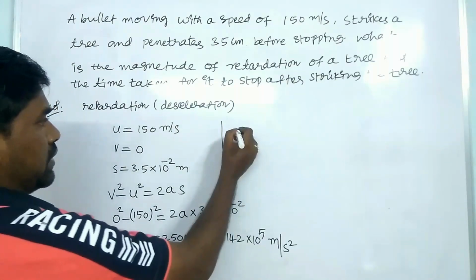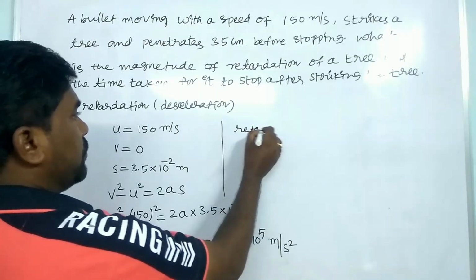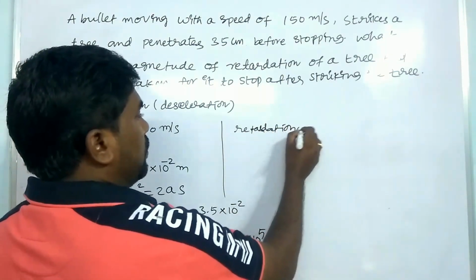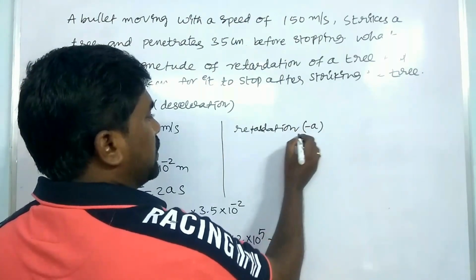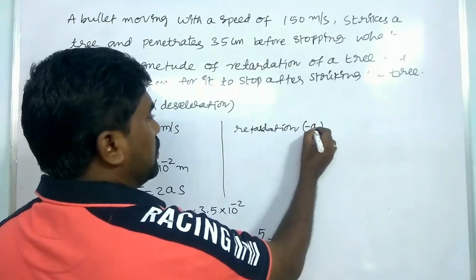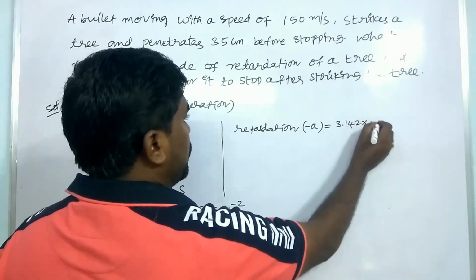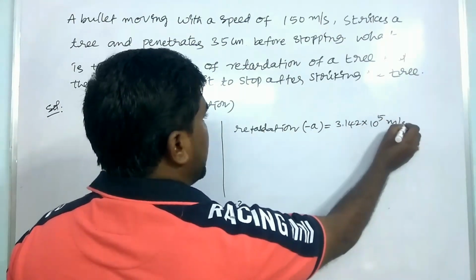So the retardation, minus a, the negative acceleration, is equal to 3.142 into 10 to the power 5 meter per second square.